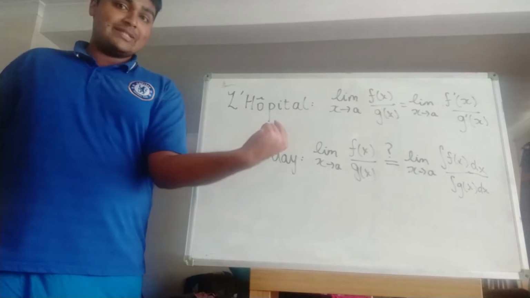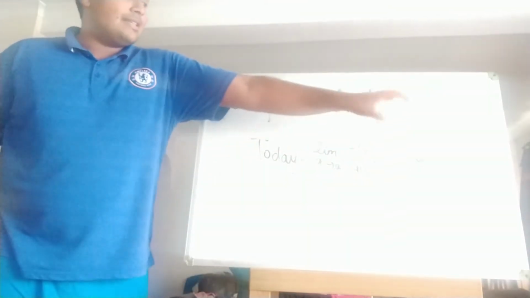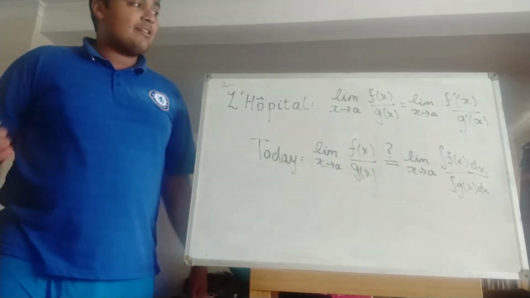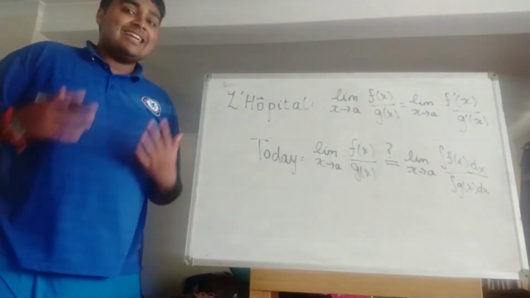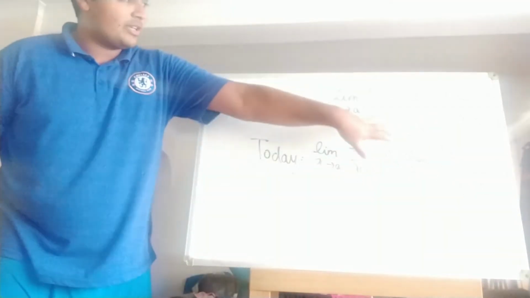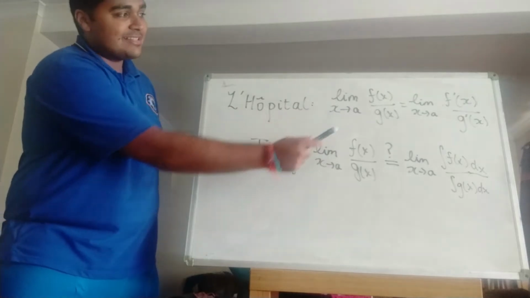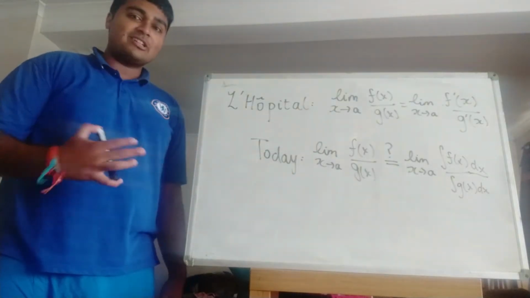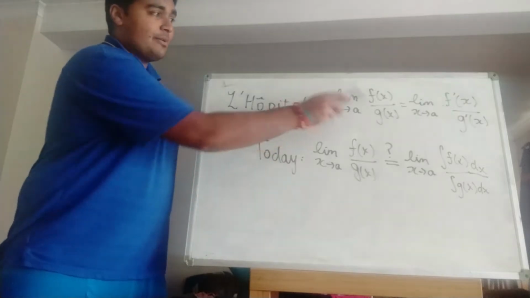So we've got a 0 over 0 limit, and L'Hopital's rule tells us that this limit is equal to the limit as x approaches a of f prime of x over g prime of x, provided this right hand side limit exists. So if we want to compute this limit, and we've got a 0 over 0 situation, and we can somehow compute the limit as x approaches a of f prime of x over g prime of x, then that will allow us to evaluate this limit.